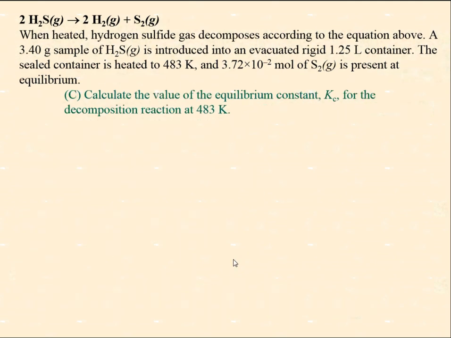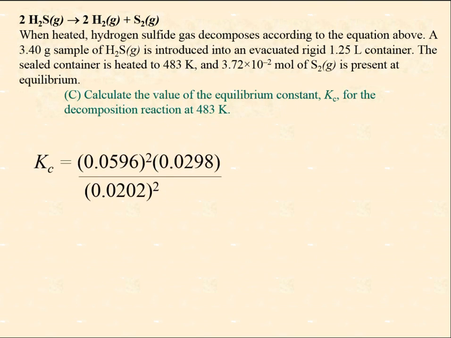So part C says calculate the value of the equilibrium constant for the decomposition reaction at 483 Kelvin. We were never given a K in this scenario. We didn't have to even worry about it. But we now have equilibrium values for all three species. We need to include their exponents from our equilibrium expression, and there's our K value for the reaction at 483 Kelvin.